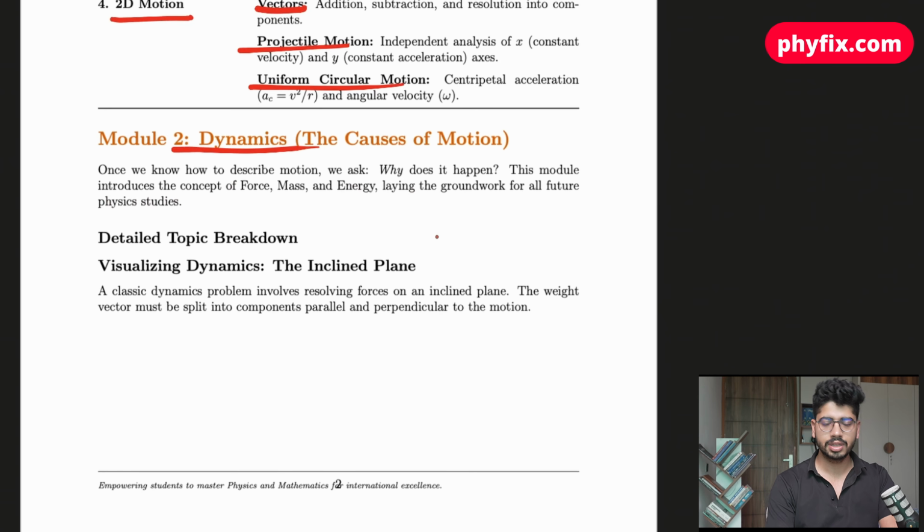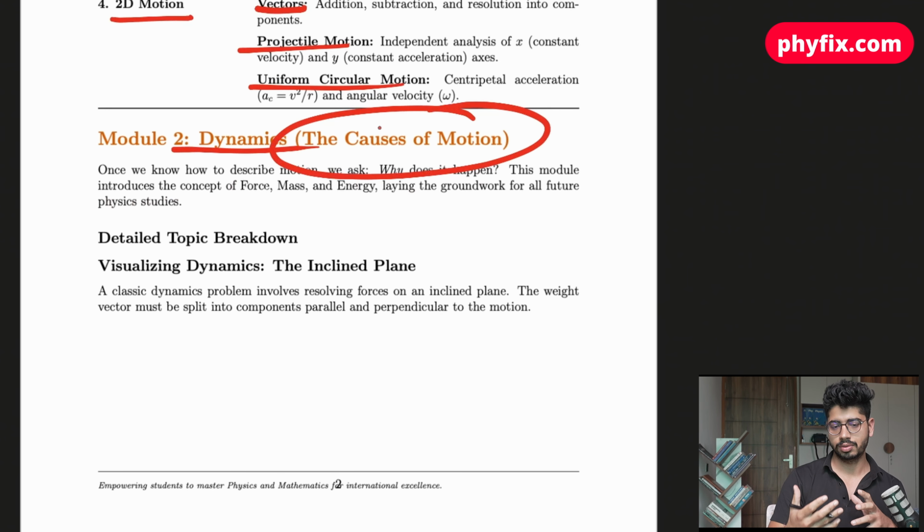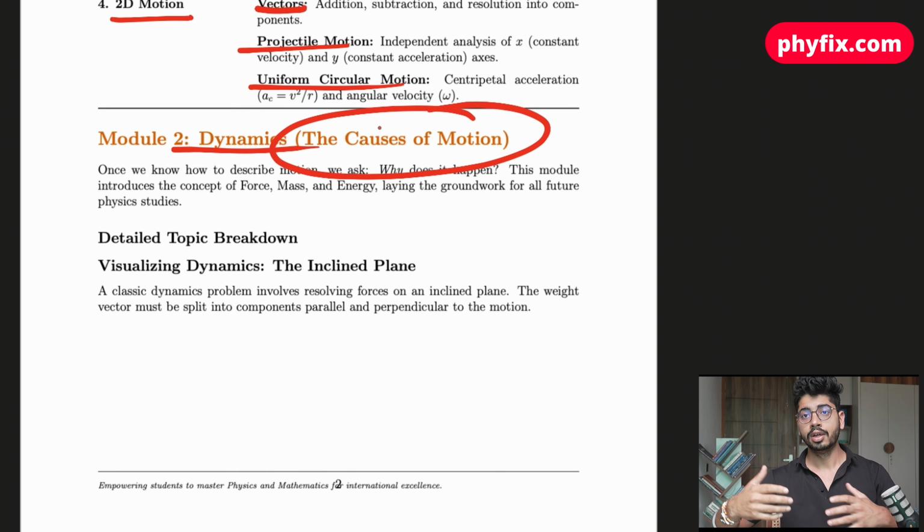Then we have the dynamics. Dynamics is basically the cause of the motion. Let's suppose I say the mobile phone has moved. I'm going to try to find out the cause that makes things move. Describing the motion is part of the kinematics. Now I'm going to ask why the motion takes place: why the mobile phone has moved, why the car is moving, by what type of forces we are able to lift anything, what forces are acting.